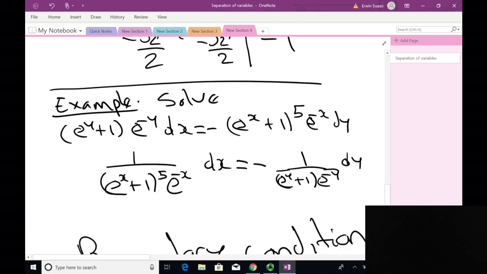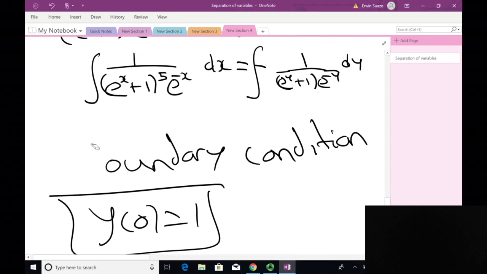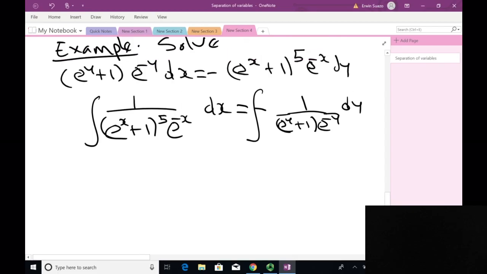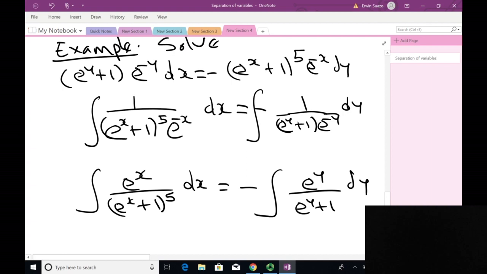Okay, and then we integrate, right? Integrate both parts. Let me erase this. Okay, so now we can put this one at the top. So integral e^x over (e^x + 1)^5 dx, and then minus integral e^y over e^y + 1 dy, right?